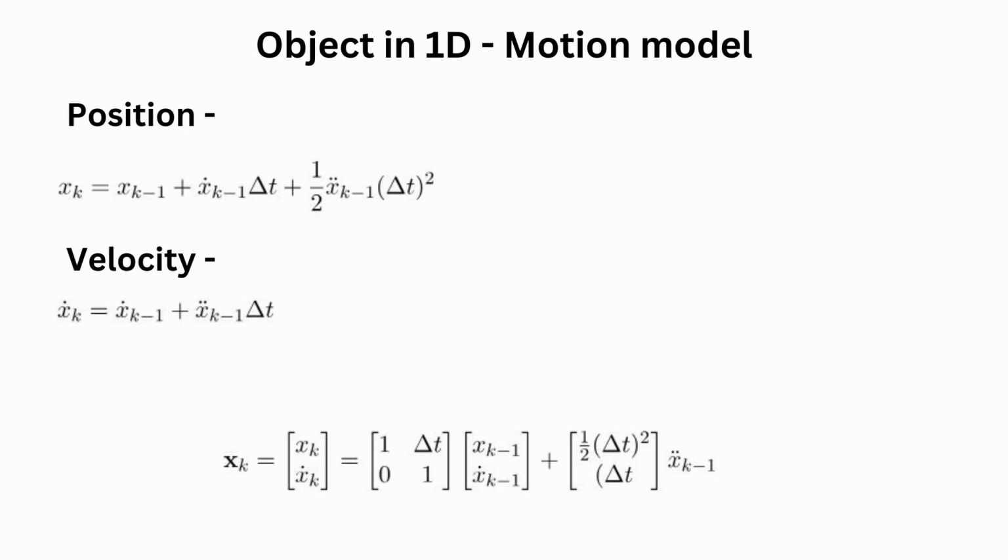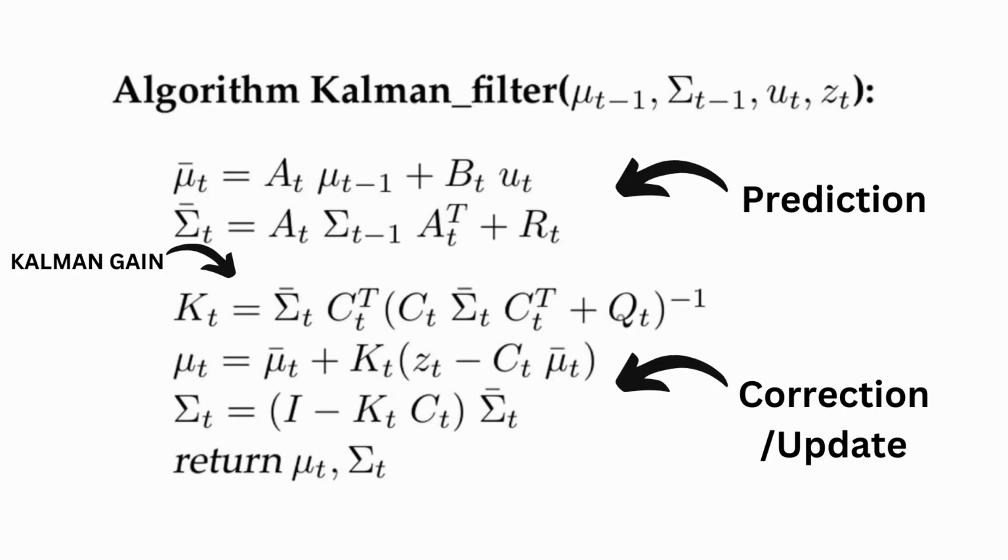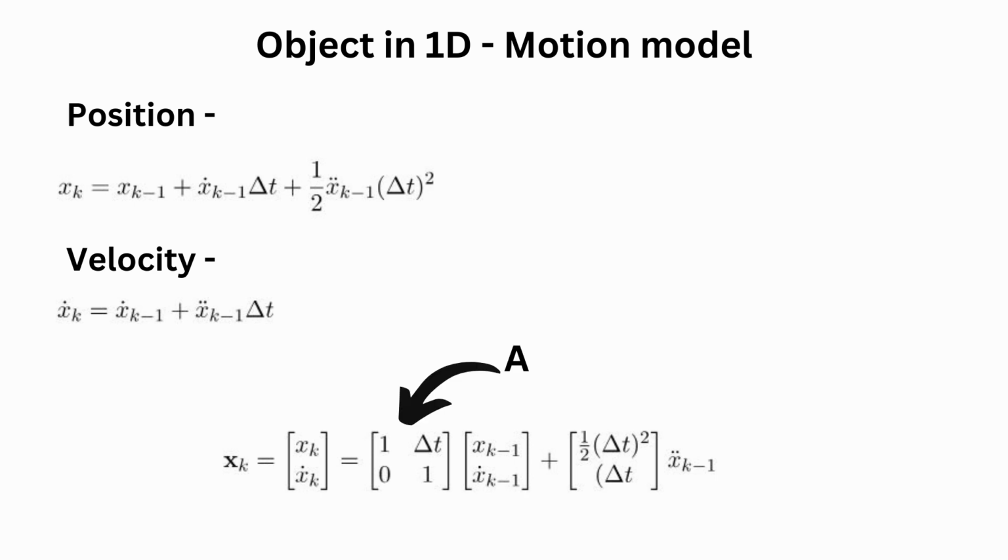So this equation is important because if you look at your final Kalman filter equations, you have different matrices like A, B and C. A and B are used in your motion model and C is used in your observation model. From this equation, the following matrix is A and this one is B. Now that's all about your motion model.